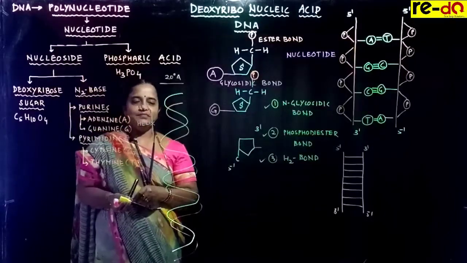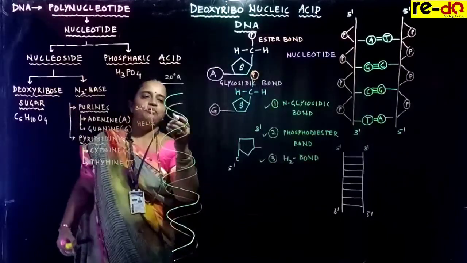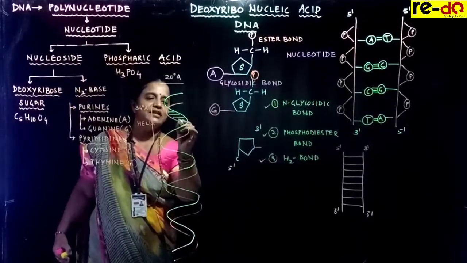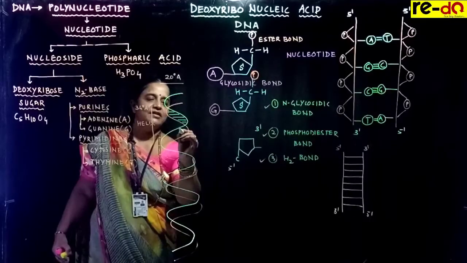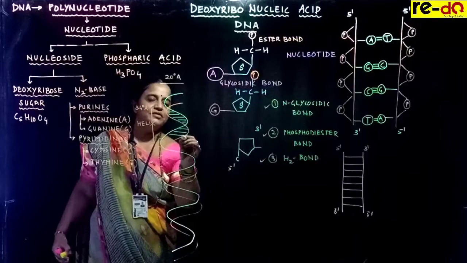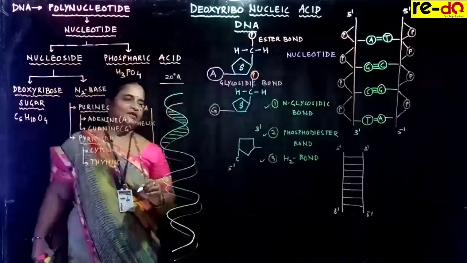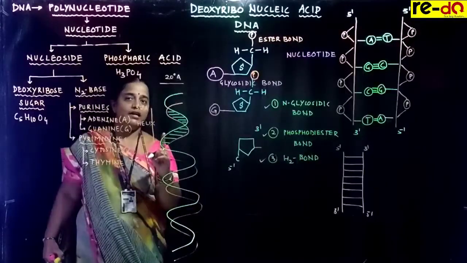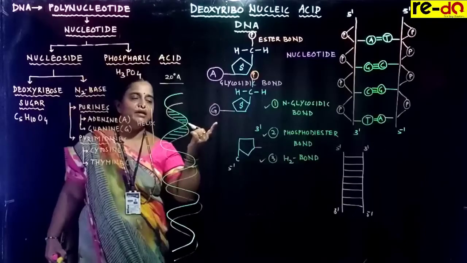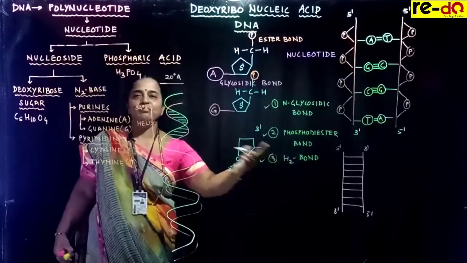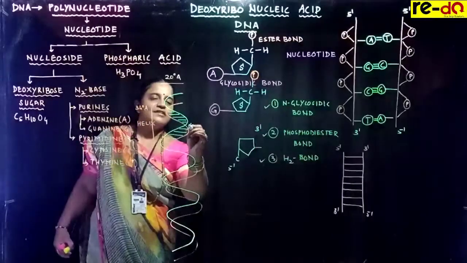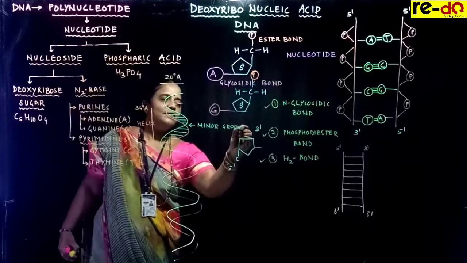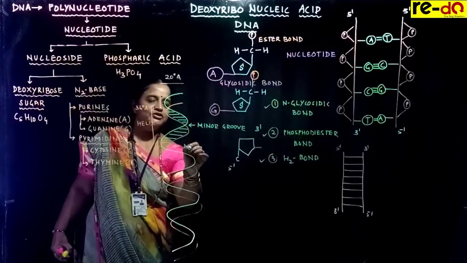In each loop there are 5 base pairs. 1, 2, 3, 4, 5. 1, 2, 3, 4 and 5. So in one helix, how many base pairs are there? 10 base pairs. Don't get confused. Base pairing is between purine and pyrimidine, and they are forming hydrogen bonds. This is called minor groove, and this is called major groove.